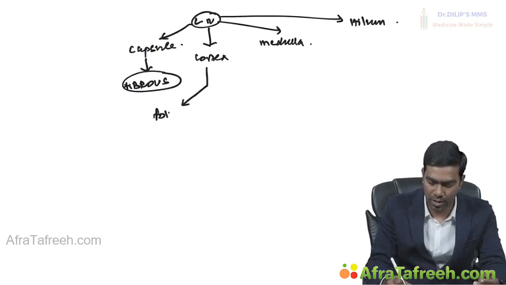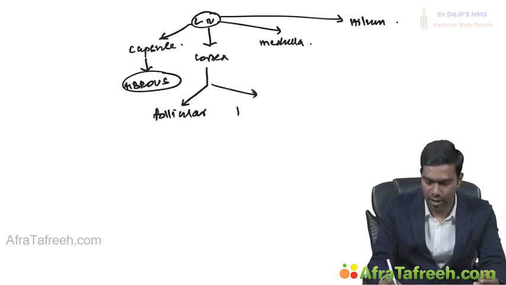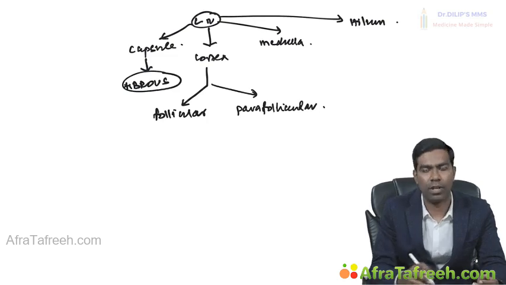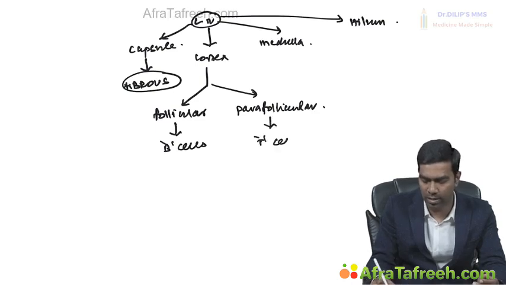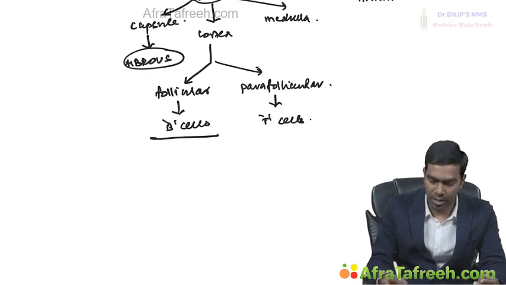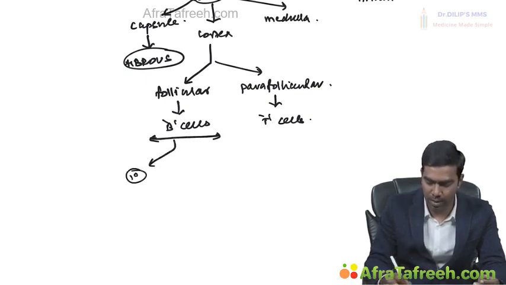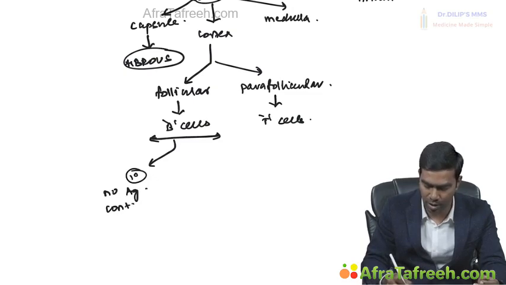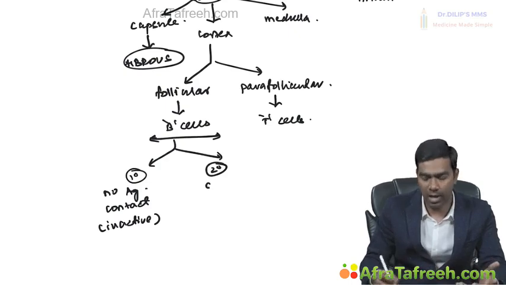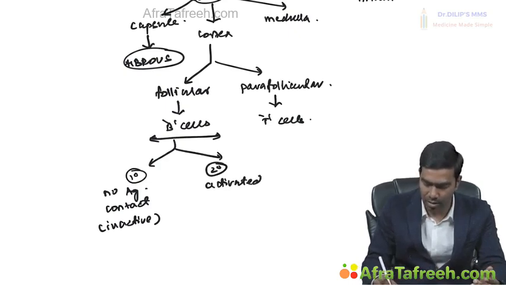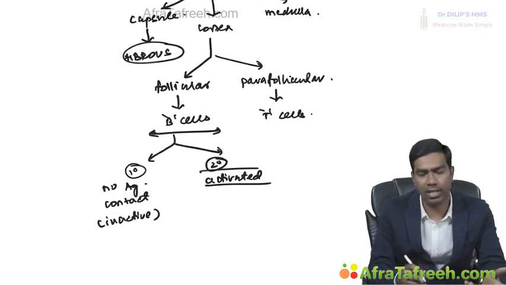The cortex you can divide into follicular areas and parafollicular or perifollicular areas. The follicular areas are the areas of B cells, and the parafollicular areas are the areas of T cells. In the follicles, there are two types. One is primary follicles, which have had no antigen contact; these are inactive lymphocytes. And you have secondary follicles, which are activated, where you see the activated B cells.